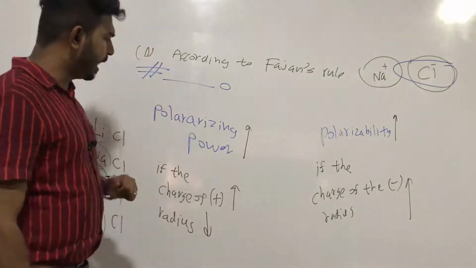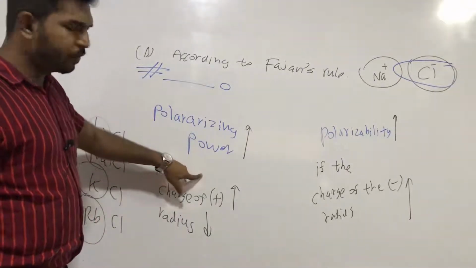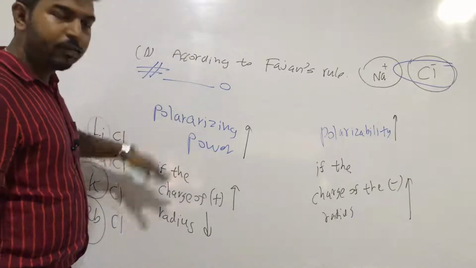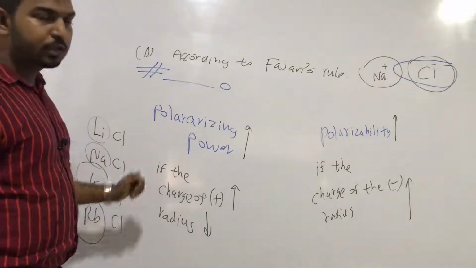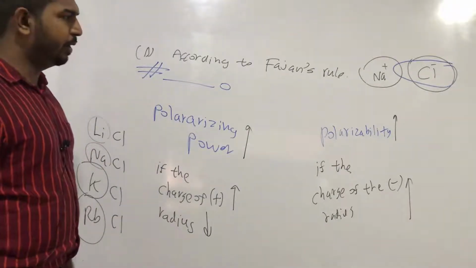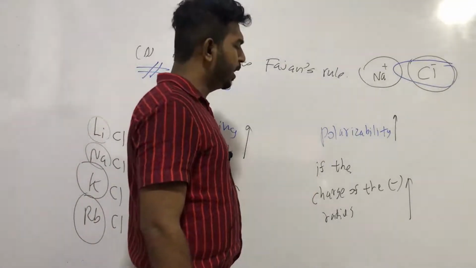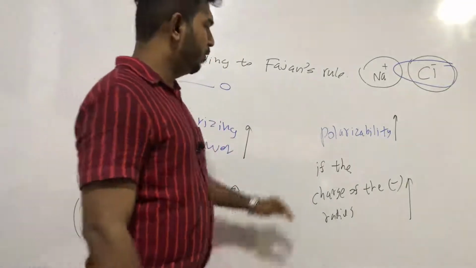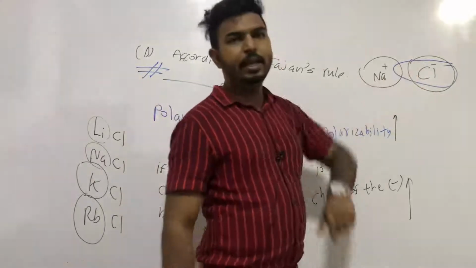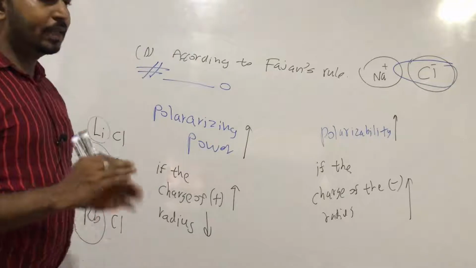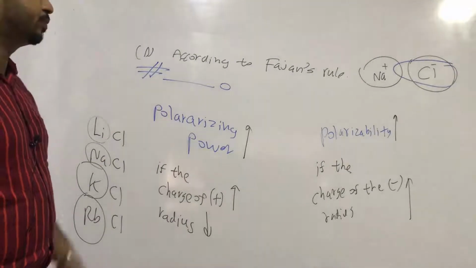So now we know that polarizing power increases when the charge of the ion increases and the radius decreases, and polarizability increases when the charge of the negative ion and the radius increase. I think now you have some small idea of what I have taught you.